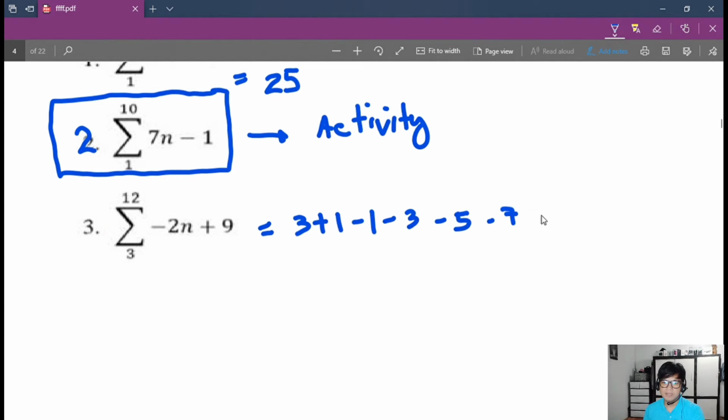Negative 7, minus 9. Ilan na? 1, 2, 3, 4, 5, 6, 7. Minus 11. Minus 13. 3, 4, 5, 6, 7, 8, 9, 10, 11, 12. 1, 2, 3, 4, 5, 6, 7, 8, 9. Kulang pa ng isa. Minus 15.